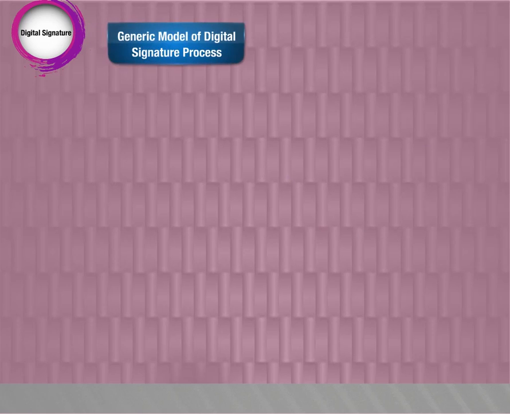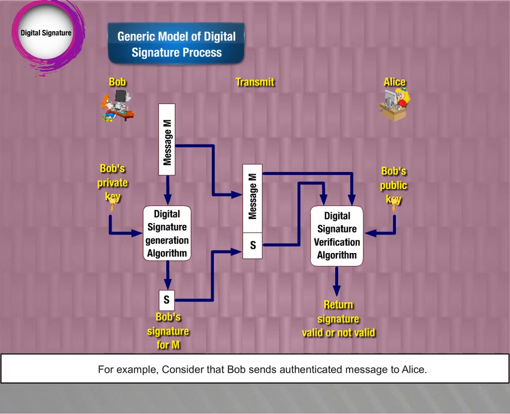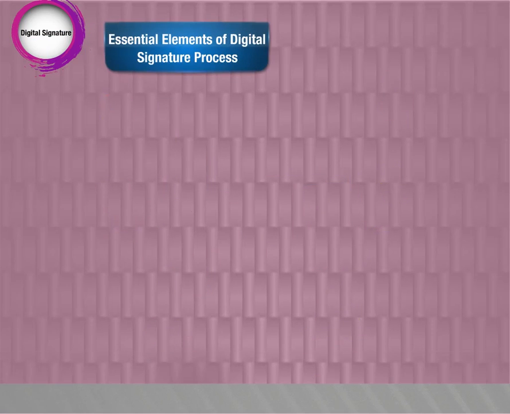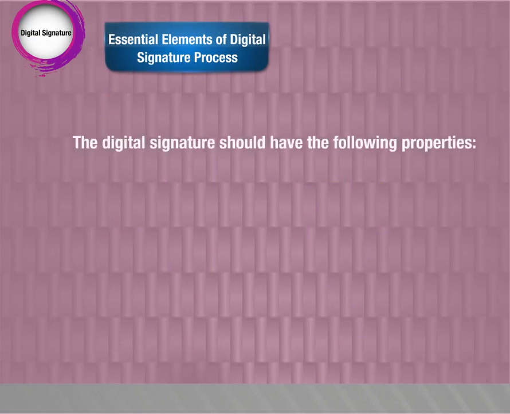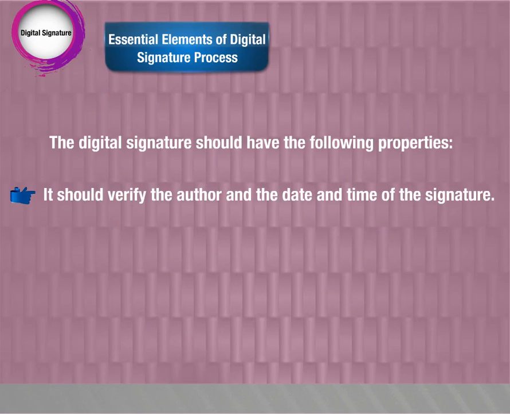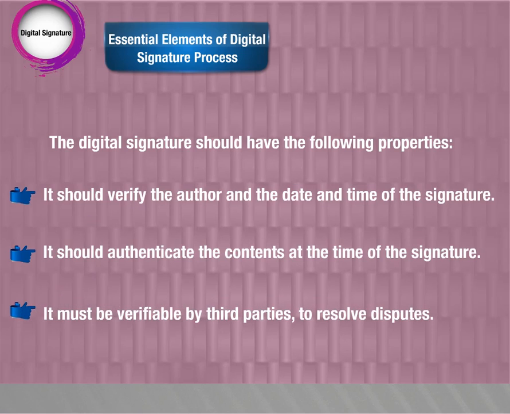Generic model of digital signature process. For example, consider that Bob sends an authenticated message to Alice. Essential elements of digital signature process. The digital signature should have the following properties. It should verify the author and the date and time of the signature. It should authenticate the contents at the time of the signature. It must be verifiable by third parties to resolve disputes.